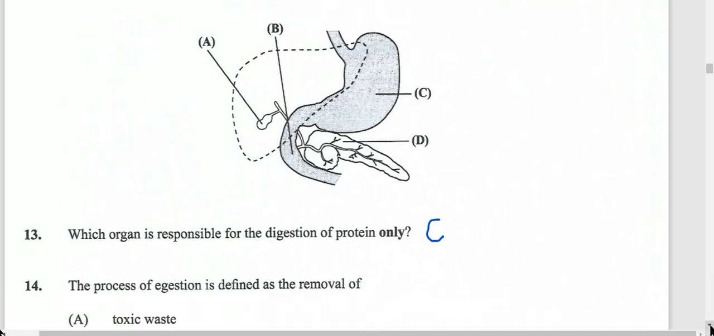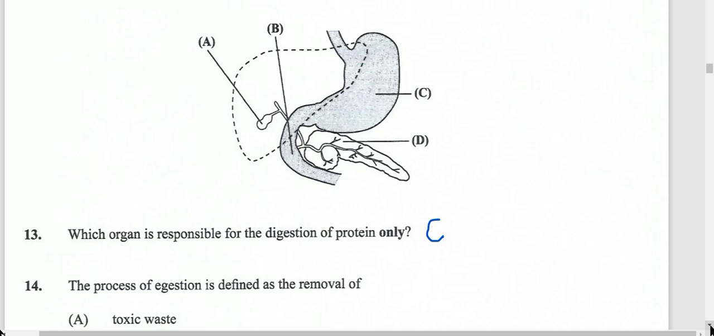Question 13. Which organ is responsible for the digestion of protein only? It's very important that we look at the word only. If we didn't say only here, we'd be looking at B and C. But being that it is only, your answer for 13 is going to be C.